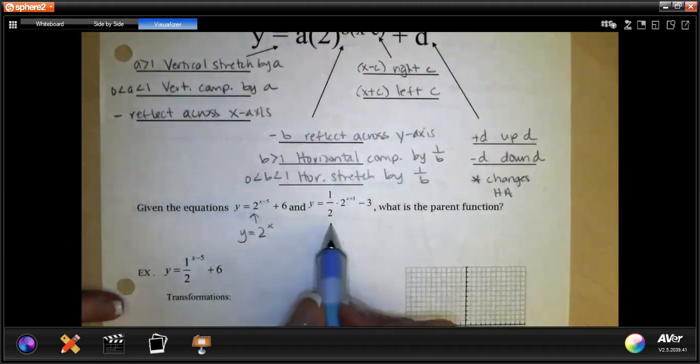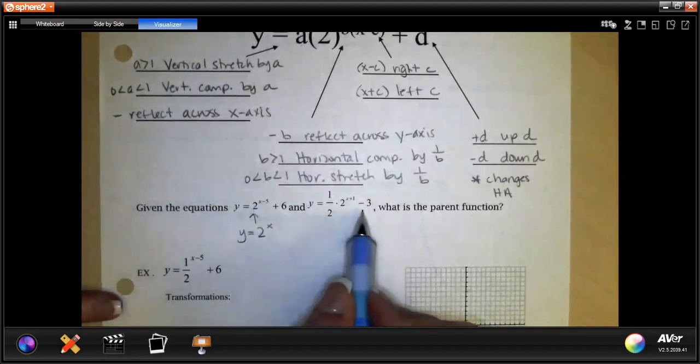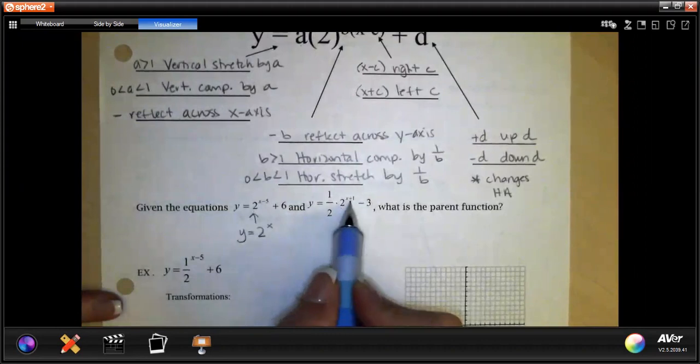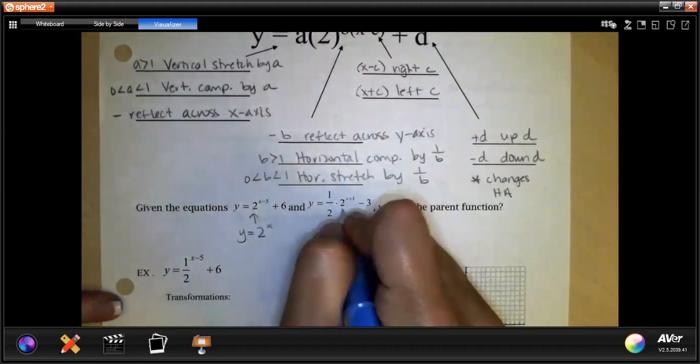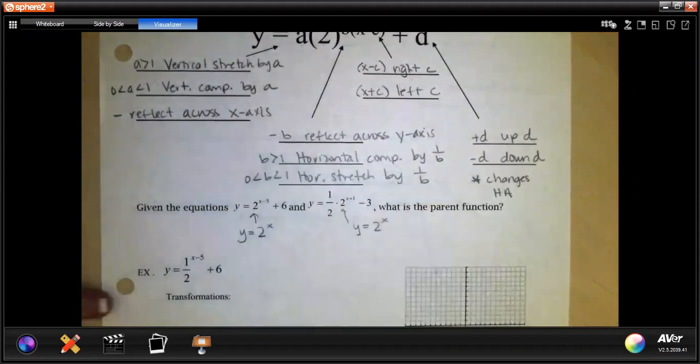On this second one, I have 1/2 times 2 to the x plus 1 minus 3. Still 2 is what's being raised to the power. So this tells me my parent function, which would be 2 to the x power. That's what you're going to start with. The other pieces don't affect the parent function. You're looking for what is being raised to the x power. That's going to give you the parent function.